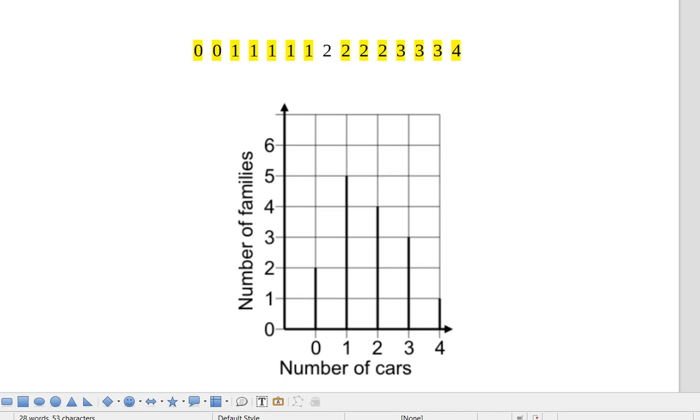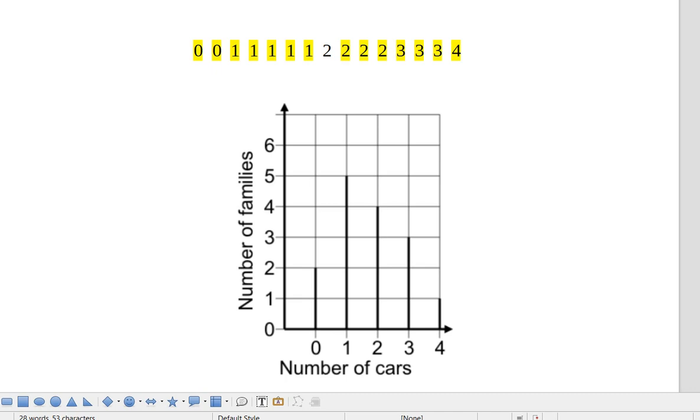I'm asked how many families there are and how many cars there are. Now this one's a little bit tricky. How many families there are is basically how many numbers I have on the top line. So I've got a 0 and a 0 and a 1 and a 1 and a 1 and a 1 and a 2 and a 2. How many do I have? I have 15. I have 15 numbers, and each of those 15 families has a different number of cars.